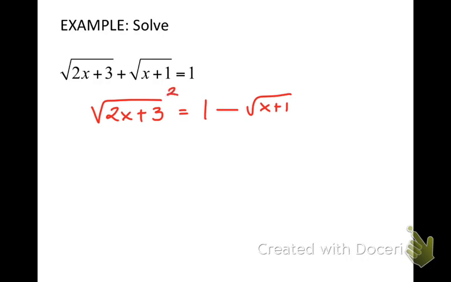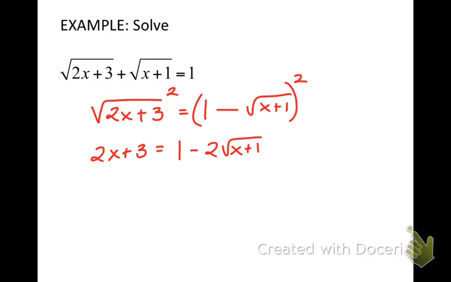So now when we square the left side, again we're just going to be left with our radicand. But now when I square this side, I'm going to have to multiply that out. So we can use our little trick. It still works here. If you square your first, 1 squared is 1. Now I need to get my middle term. So I'm going to do 2 times a negative square root of x plus 1 times a 1. How would that end up getting us? Negative 2 square roots of x plus 1. Yeah, good. Negative 2 square roots of x plus 1.